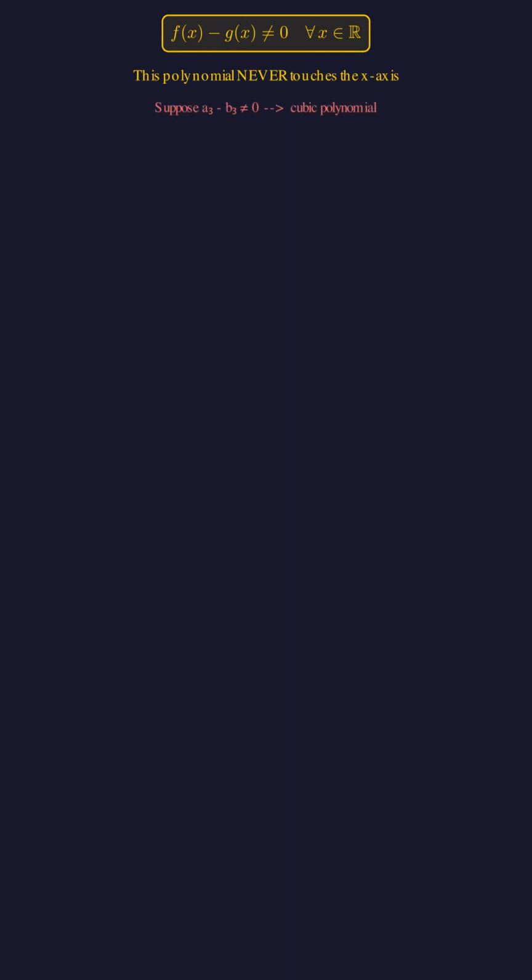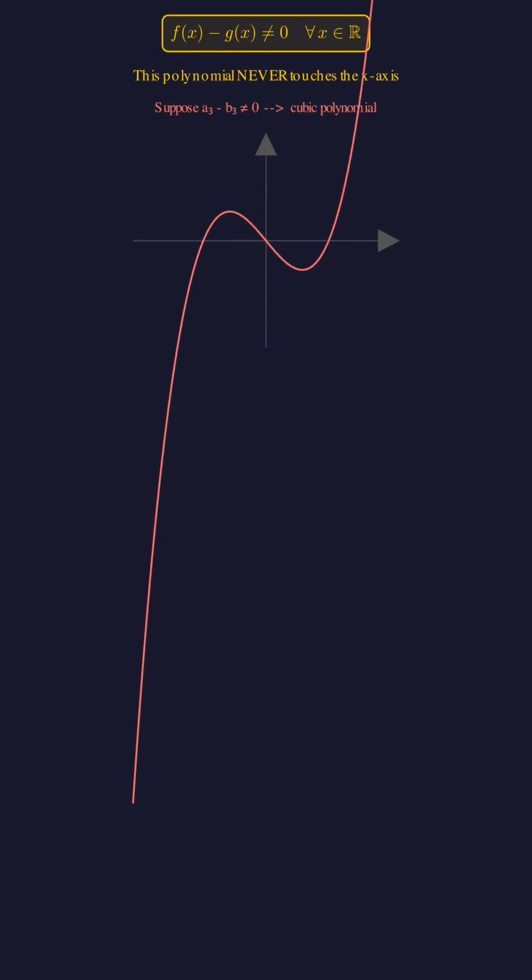Now the key observation. The problem says f of x is not equal to g of x for every real x. That means f of x minus g of x is never 0. This polynomial never crosses the x-axis. But think about this. If a3 minus b3 is not 0, then f of x minus g of x is a cubic polynomial, a cubic.